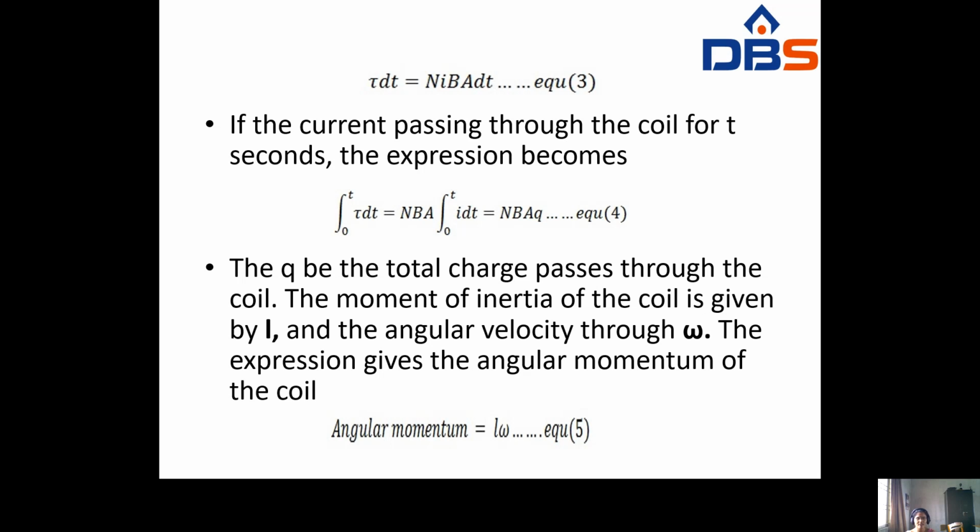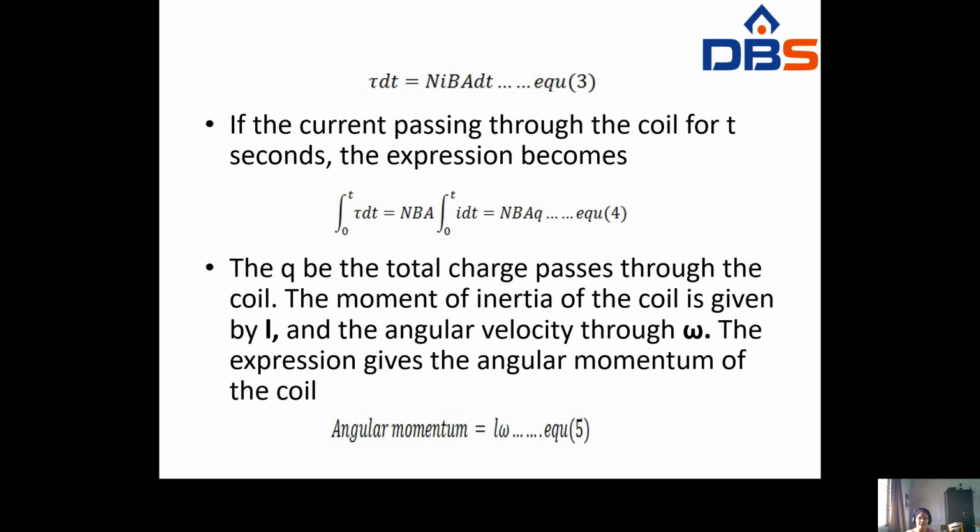For a particular area you have to find out the torque. So at that time you have to write tau dt, that means NIBA dt. See here, if the current passes through the coil for t seconds, for a particular time period, how much current will pass through that coil, you have to find out by introducing the integration.